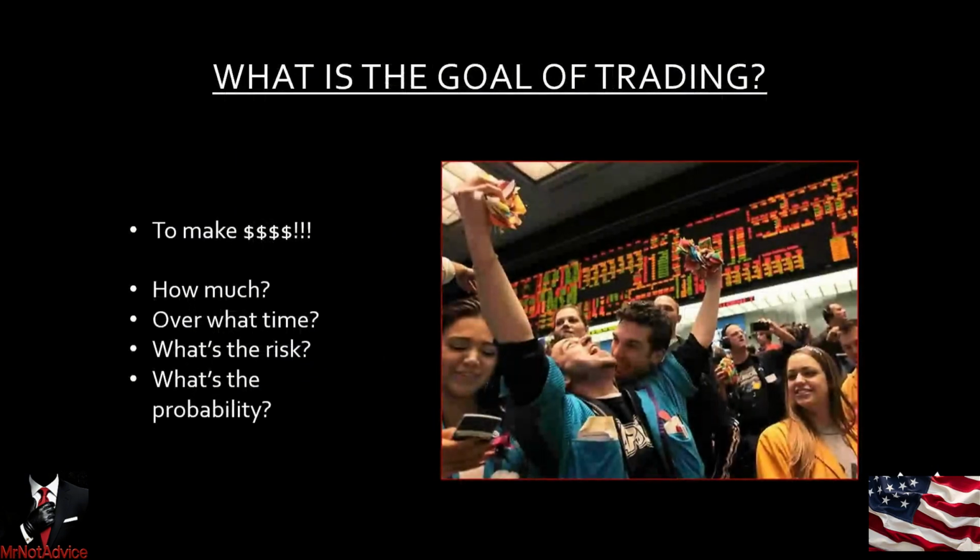What's the goal of trading? Obviously, to make a lot of money. When people say that, my question is, well, how much money do you want to make? How much time are we talking? What's the risk? What's the probability? People do more planning for trips than they do for how they're going to trade.